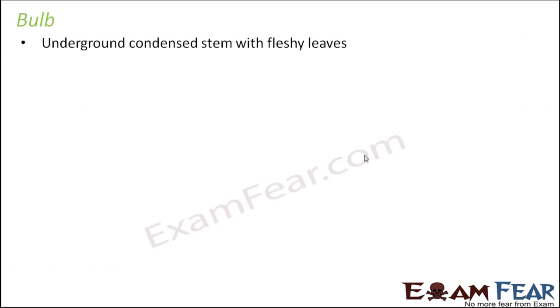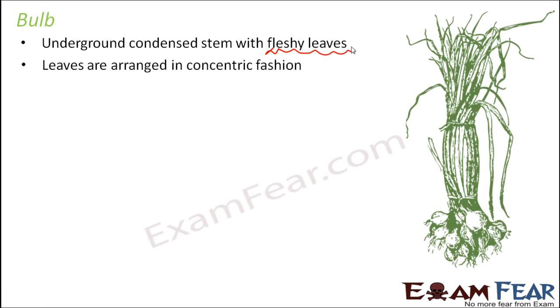Let us now talk about the third type of underground stem, that is bulb. It is an underground condensed stem with fleshy leaves. So fleshy leaves is the unique feature of bulb. So an example of bulb would be an onion. So here the leaves are arranged in a concentric fashion. Just imagine the structure of an onion.